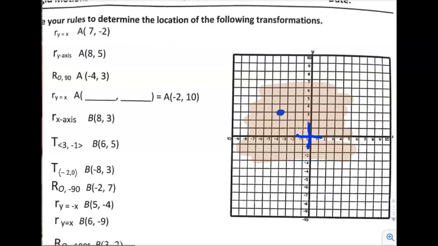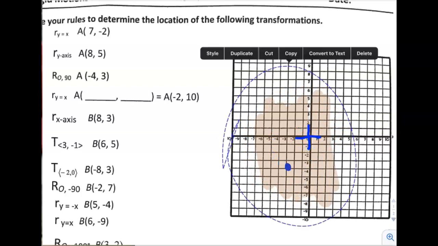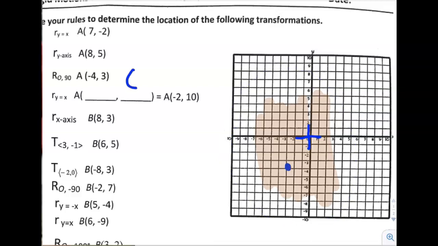With rotations, I plotted negative 4, 3. I put my patty paper over, and I drew the plus sign at the origin. Now I'm going to rotate 90, which is this direction. And that puts me at negative 3, negative 4.